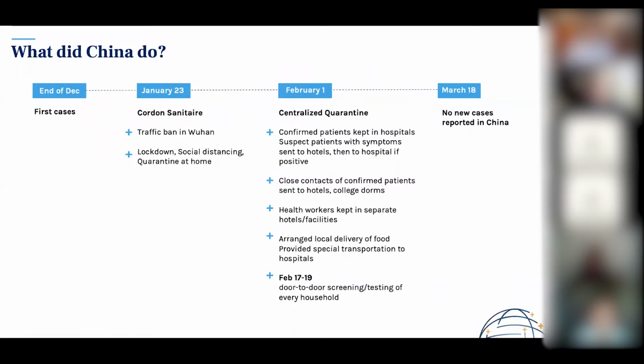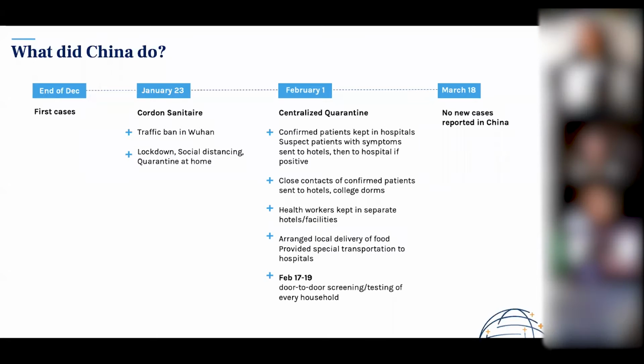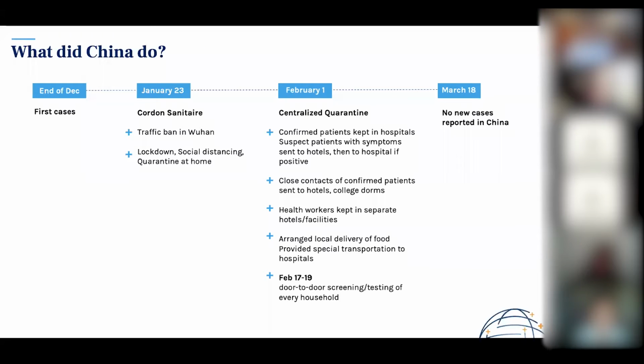So the close contacts of confirmed patients were sent to hotels and college dorms to isolate together. The health workers, doctors, and nurses also lived in separate hotels and facilities, so they wouldn't be spreading the infection to their own family members. And they arranged local delivery of food. They provided special transportation for millions of people in this district. It was just incredible what they did, and it had the effect that it seemed to control the epidemic there.